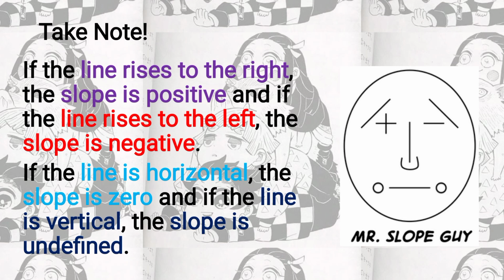Take note, if the line rises to the right, the slope is positive. And if the line falls to the right, the slope is negative. If the line is horizontal, the slope is 0. And if the line is vertical, the slope is undefined. So, para matandaan nyo, huwag niyong kalilimutan si Mr. Slope Man or Mr. Slope Guy. Okay? That's the end of our discussion. Hope you learned something today.